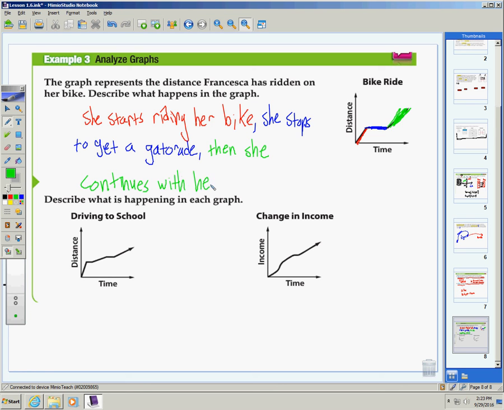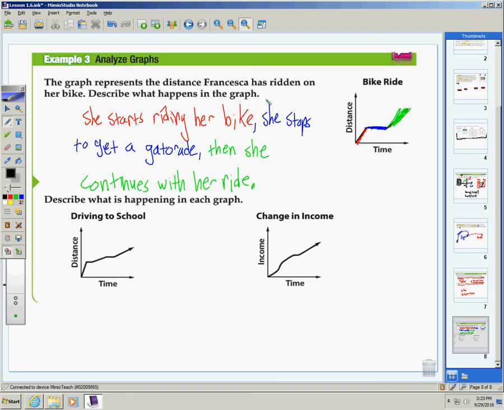Now, is this necessarily what happened? I have no idea. But what I did was I explained what could have happened that would have given me this graph. And that's all you have to do in these types of problems. There's no right answer, but you just have to give something that's reasonable. Obviously, I couldn't say she rode her bike at a constant speed all the way to her destination, because at some point she stopped. Okay? So all you have to do is give something that makes sense.